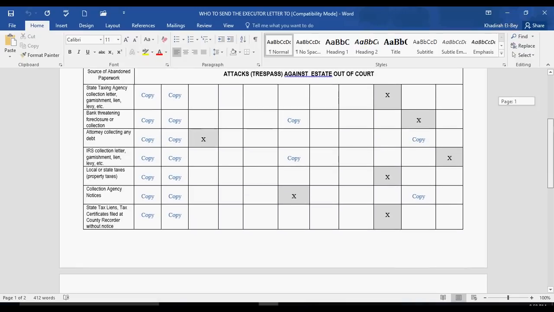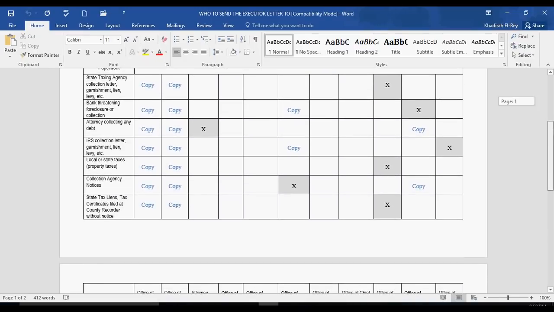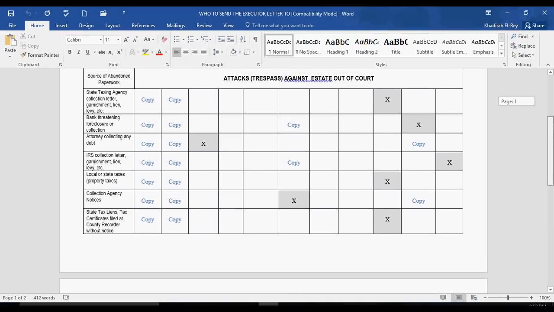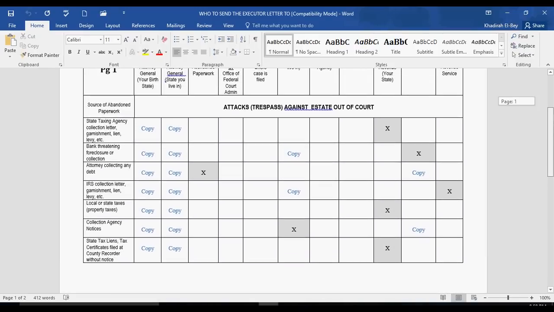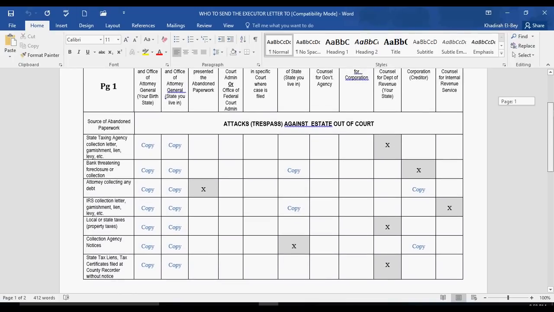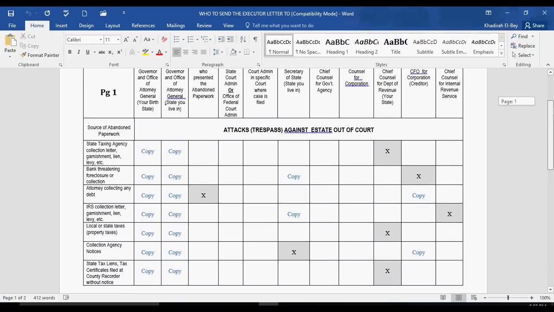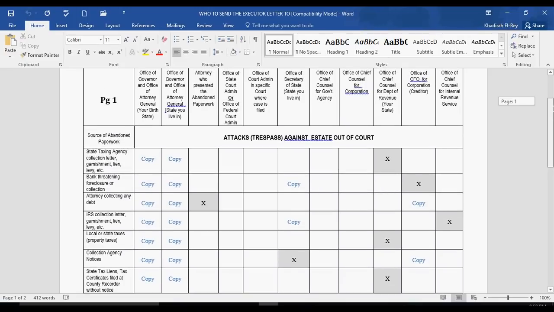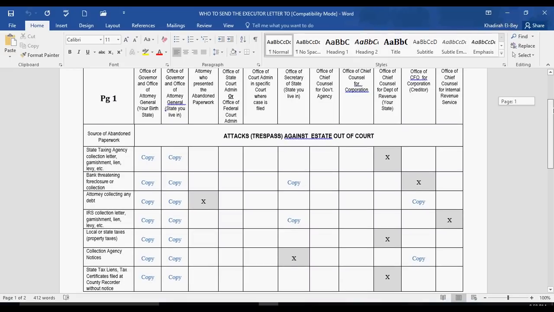State taxes, liens, tax certificate filed at the county recorder without notice. Same areas again. Right, that is the office of governor, office of attorney general, the birth state, as well as the state you live in, as well as office of chief counsel for Department of Revenue.